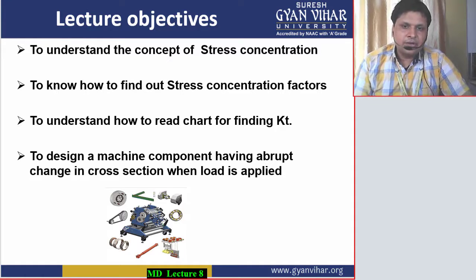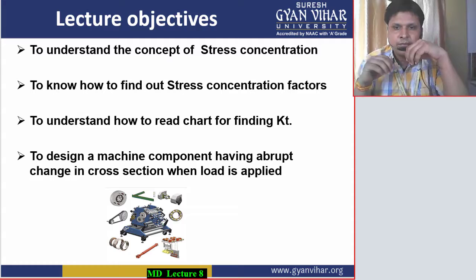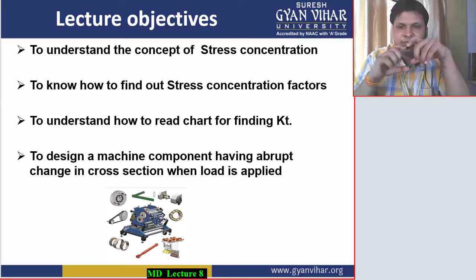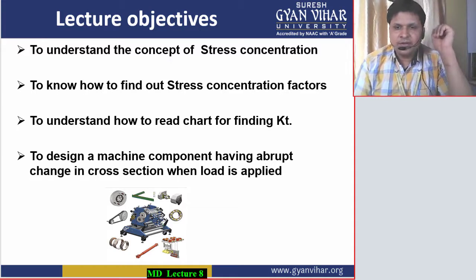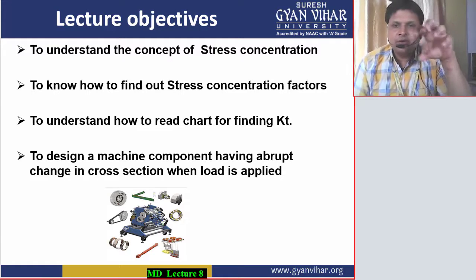Then the fourth objective is to design a machine component having an abrupt change in cross section when load is applied. Basically this stress concentration factor value needs to be obtained in order to use it for designing a machine component which has some abrupt change in its cross section. For example, in case of a shaft, if you have a shoulder, there you have an abrupt change in cross section. In such a situation, whichever type of load is applied, we should have the value of the stress concentration factor. So these are all the things we are going to discuss.